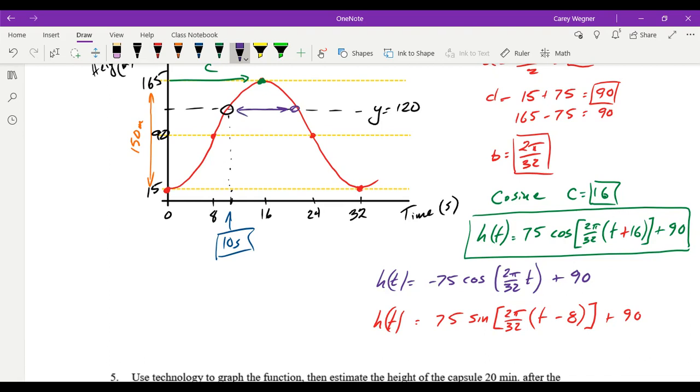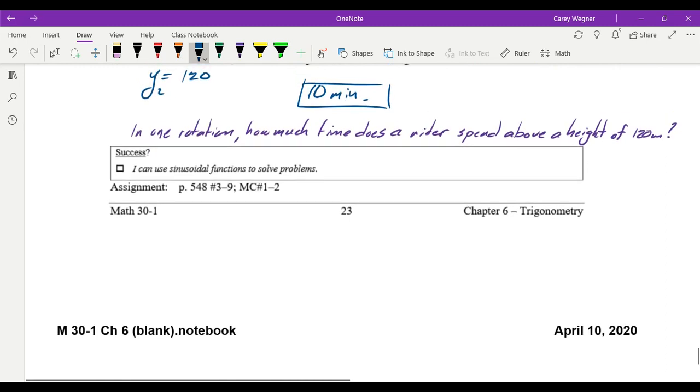So if we find this value here, this previous amount that we had here, let me just clean this up. And here we can get a value of about 21.9 minutes. And so if we want to know the time in between those two, then we can just subtract them. So we'll do 21.9 minutes minus 10.1, which will give us 11.8 minutes as the amount of time a rider will spend above a height of 120 meters during one rotation of the Ferris wheel.